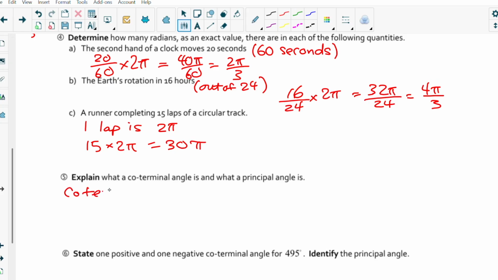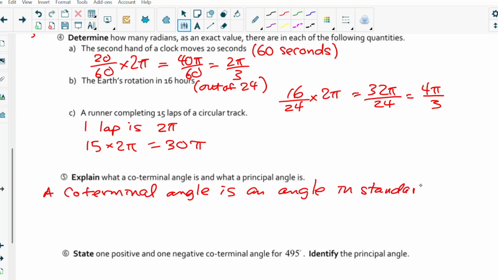Explain what a coterminal angle is and what a principal angle is. A coterminal angle is an angle in standard position with the same terminal arm.